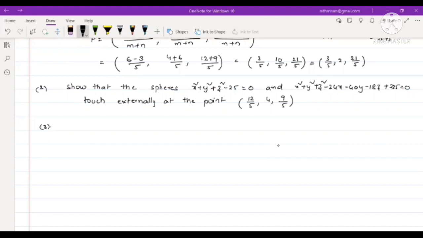Today I am going to discuss one more problem on touching spheres.